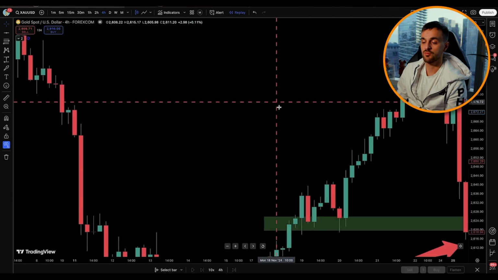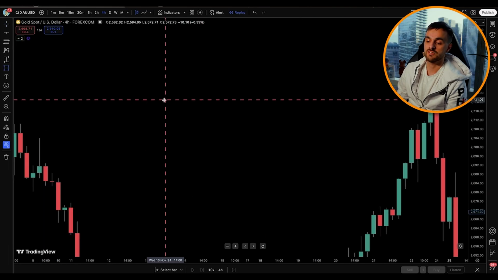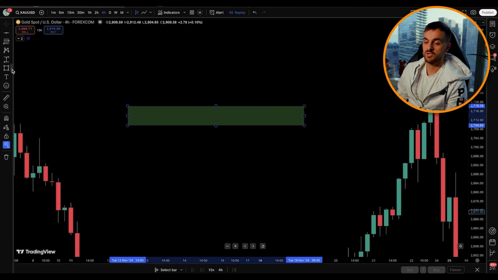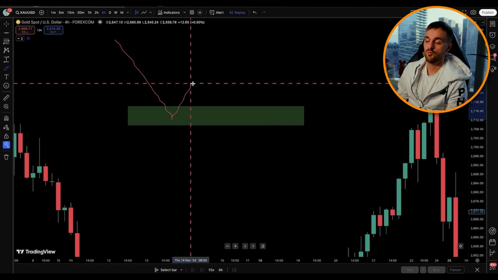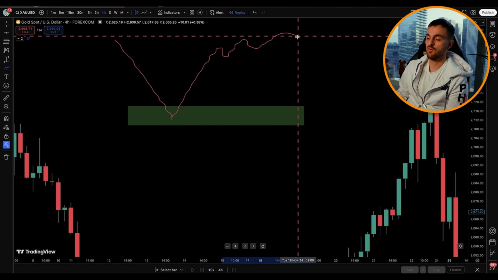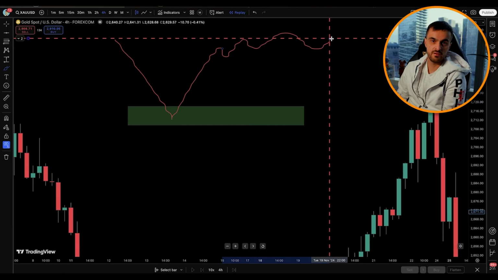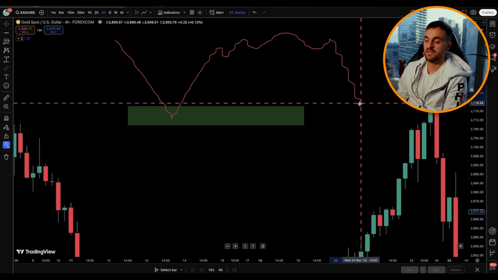So let me draw this out real quick for you guys. Let's just say we have a support level in the market and the market's coming down to that support level one more time. Maybe the market's been trading way away from there, and a week later, a month later, sometime later, the market comes back to that support.